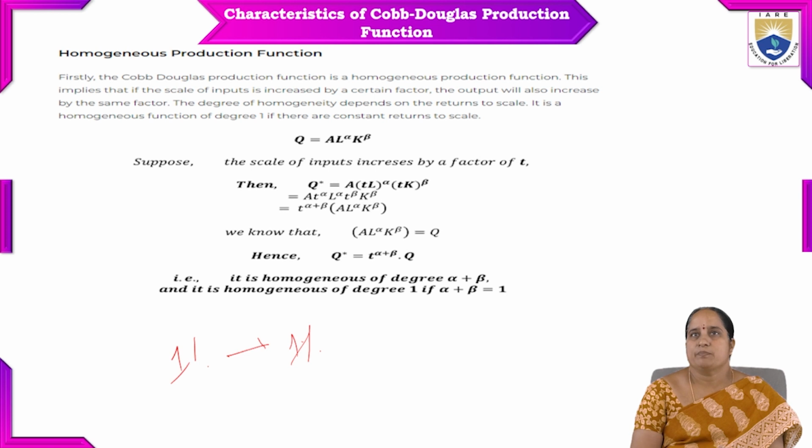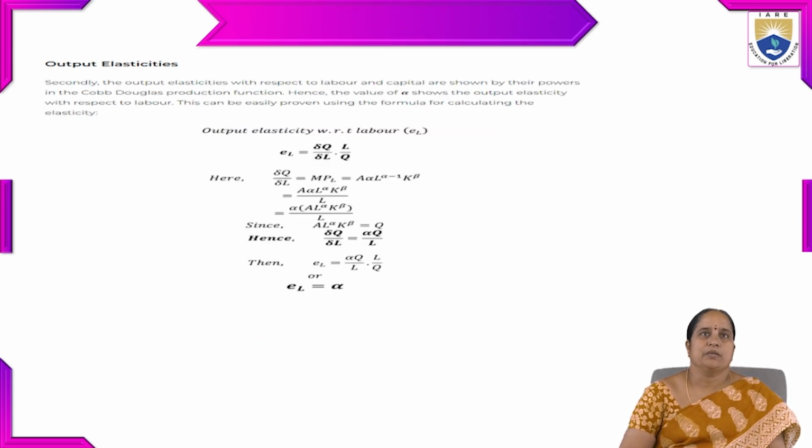The degree of homogeneity depends upon the returns to scale. It is a homogeneous function of degree 1 if there are constant returns to scale. So the same we have derived by using these equations. Q is equal to A L to the power of alpha and K to the power of beta. Suppose the scale of inputs is increased by a factor of T, then Q star will be A into (T L) to the power of alpha, (T K) to the power of beta. So if you simplify this, we'll get the new output. Q star is equal to T to the power of alpha plus beta, into Q. It is homogeneous of degree alpha plus beta, and it is homogeneous of degree 1 if alpha plus beta equals 1.